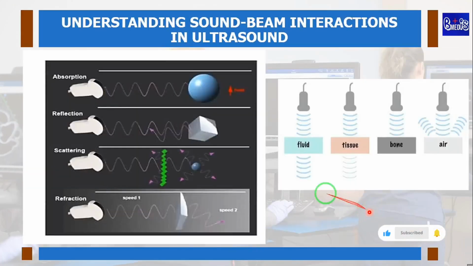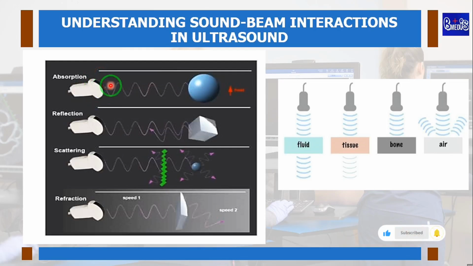Now let's look at this image to help us understand what we mean by interaction within the human tissues based on sound energy. So when a sound wave is propagated through structures with very high density, there's usually what we call absorption. There's total absorption that inhibits returning echoes. So when there's total absorption, you lose images, you don't get images.